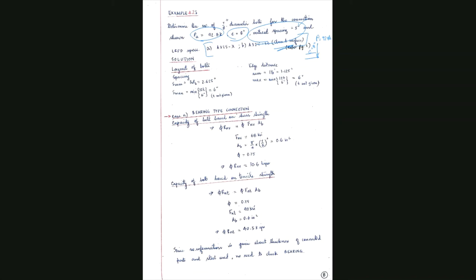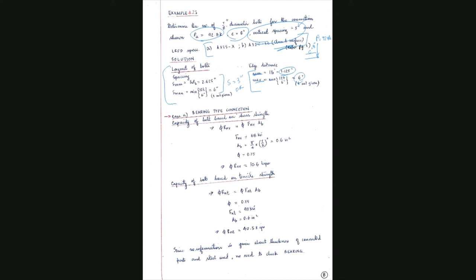So the first part of the design that we usually follow is to find the layout of bolts. Now in this case, S has been given to you. We can do this to make sure that it is within the limits. So here it is within limits, which means it's okay. And the edge distance, I think it is not given to us. So we'll just check the limitations. The minimum edge distance is 1.125 and the maximum edge distance is 6 inches.